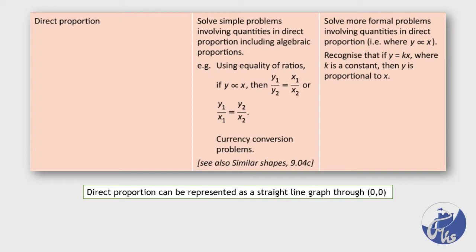Understanding direct proportion, knowing that as one value increases, so does another one, but in the same way. So a standard example of this, it mentions currency conversions. So for argument, if £1 was $1.50, then £2 is $3, and so on and so forth. It will go up equally.